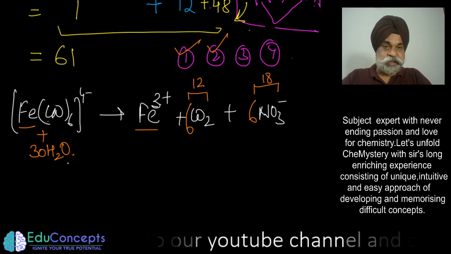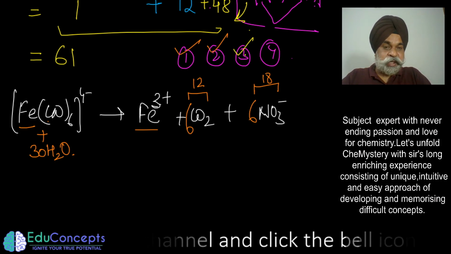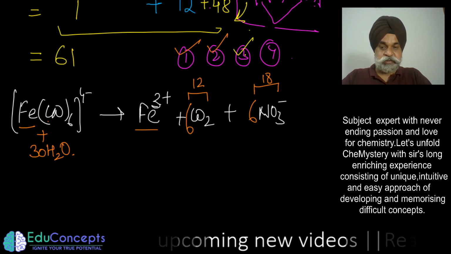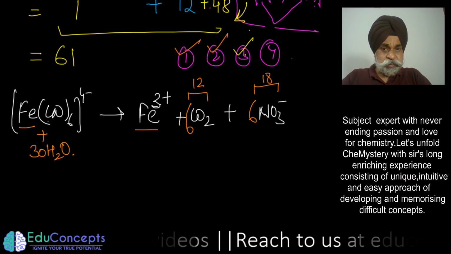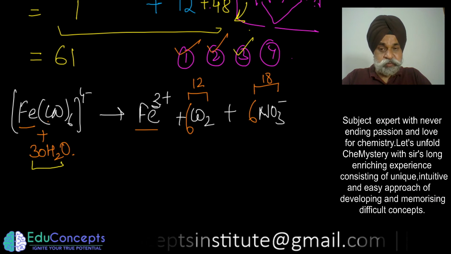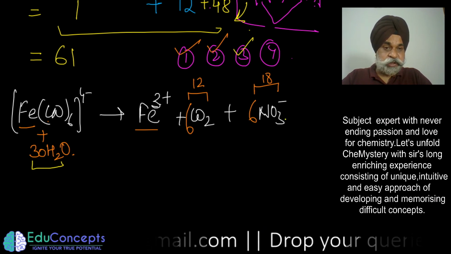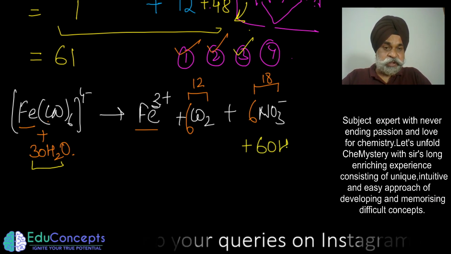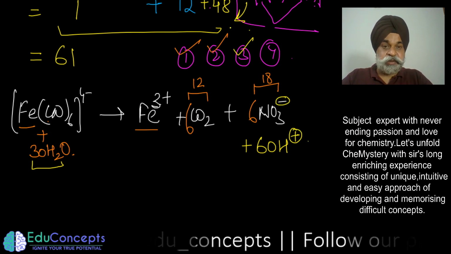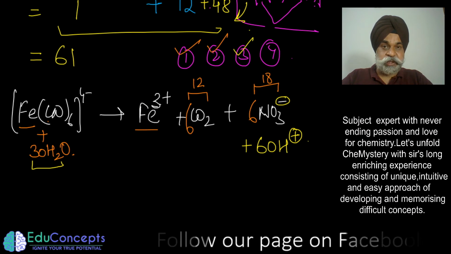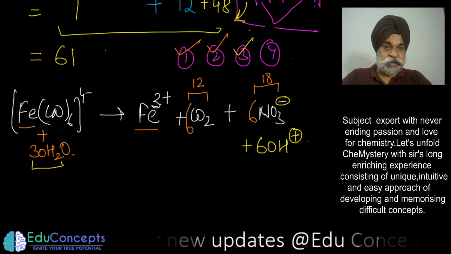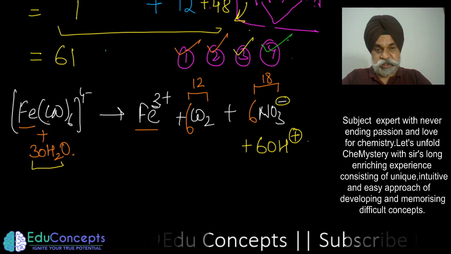Now you have to balance the hydrogen atoms, and the best way is to put H+ ions on the side deficient in hydrogen atoms. Here you have 30 into 2, 60 hydrogen atoms, so I should put 60 H+ ions. Once this is done, this is the negative charge. The last part is to balance the charge with the help of electrons.